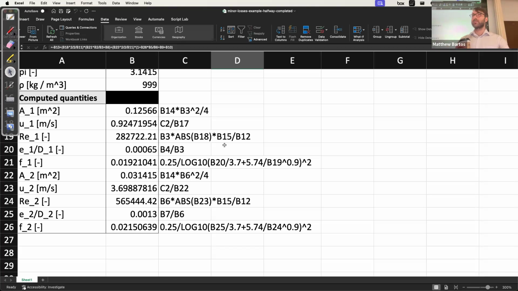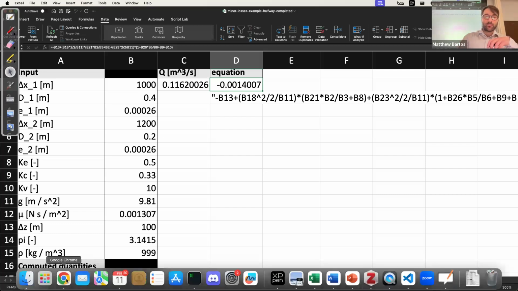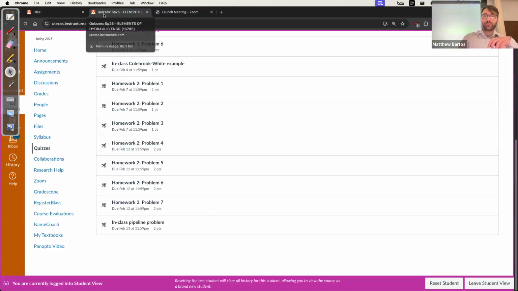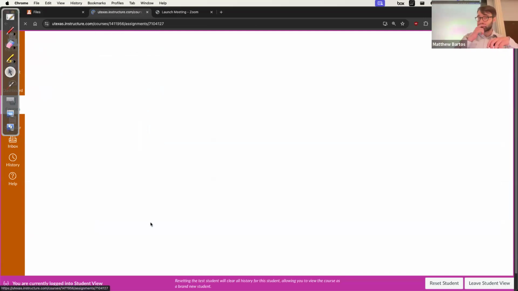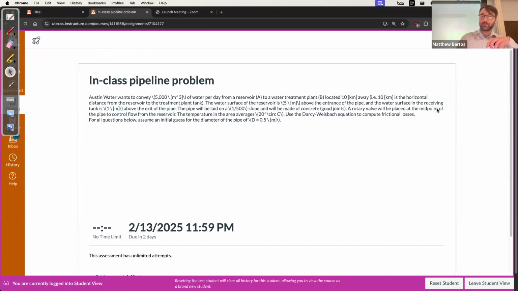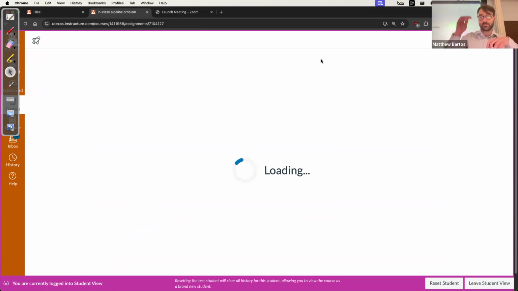Okay, so for the rest of class today, I want to give you some practice working on these types of problems, specifically trying to solve for different parameters. So far we've looked at solving for the friction factor directly. We've looked at solving for the discharge. But theoretically, any parameter of this system could be a variable that we're trying to solve for. So I have an example up on Canvas quizzes. Go to Canvas quizzes, and there should be a problem called in-class pipeline problem.